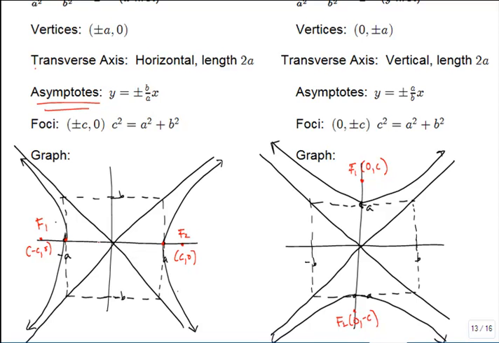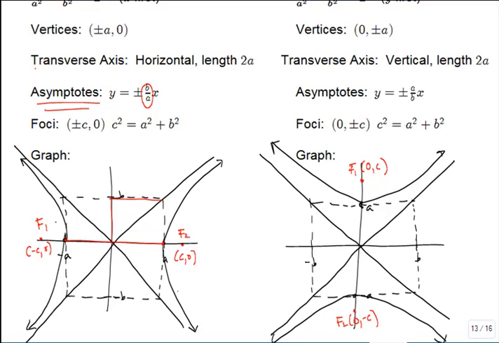Well, they're lines, so it should be a linear equation. They go through the origin, so there's no plus b, and the slope of this line would be going up b and over a, so that's where this b over a comes from. Now the transverse axis is kind of like our major axis when we talk about an ellipse. It's just this length going across here, which has a length of 2a, because we go a to the right and a to the left. So that's kind of like your major axis.